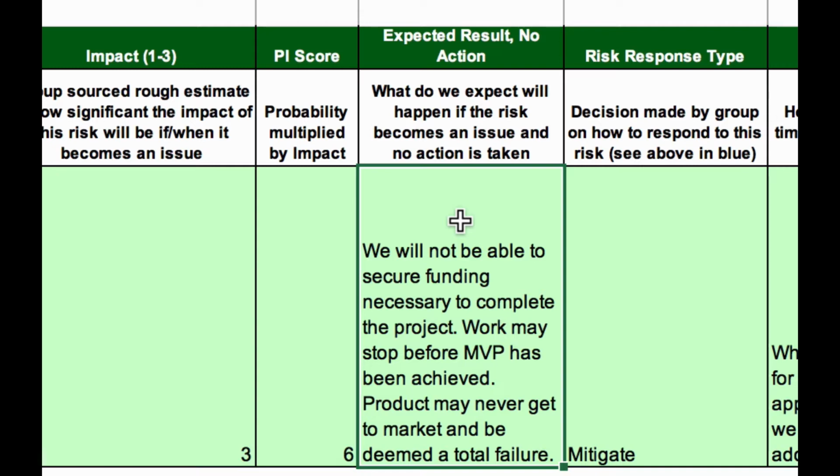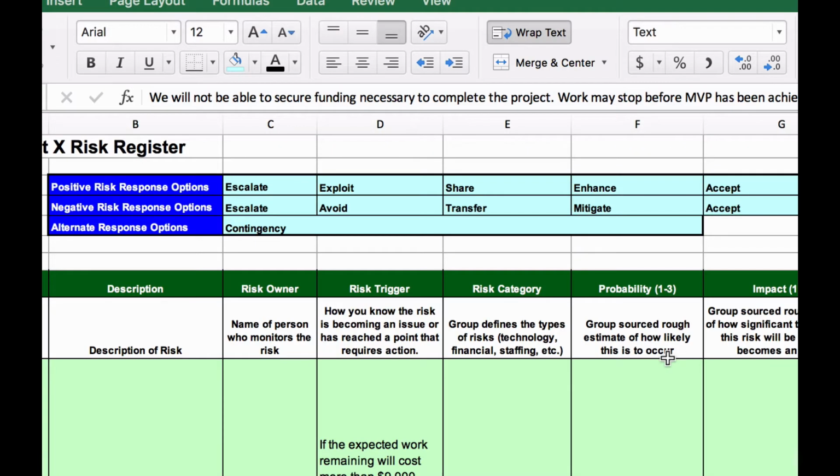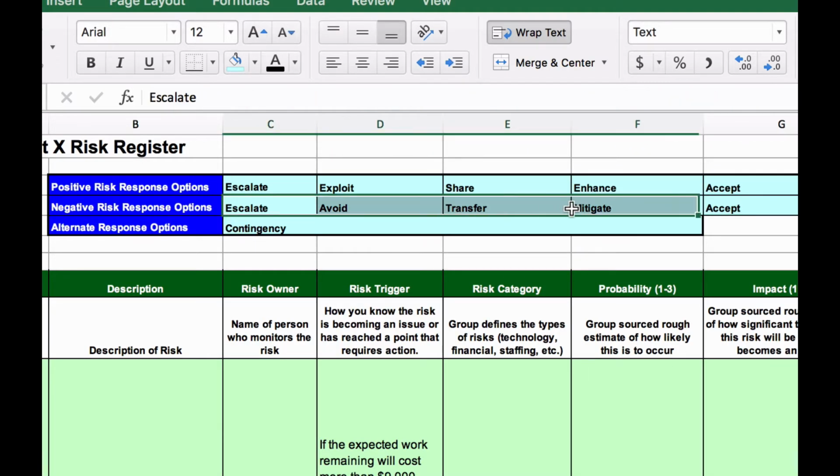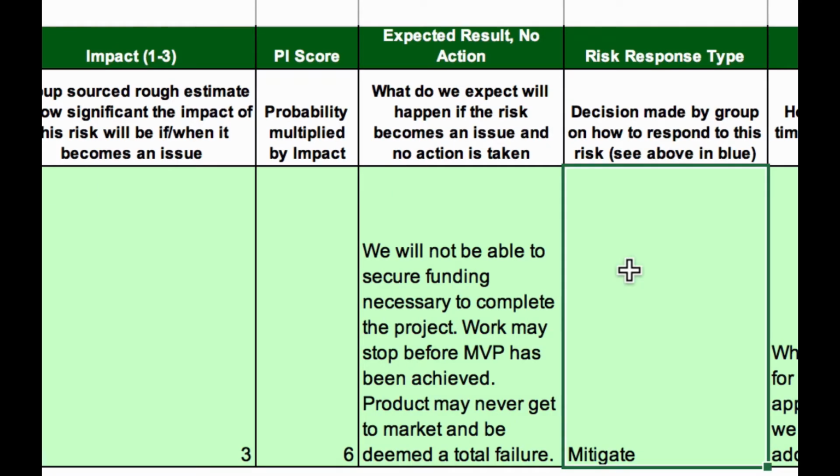So then we have to decide, how are we going to respond? So that's where I'm going to go back up to these boxes here, and we might just accept the risk. Yeah, there's a chance that's going to happen, but we're going to take it anyway. Or in this example, we're going to mitigate it. So we want to come up with a plan that's going to help us reduce the risk, or help us reduce the possibility of not being able to finish the work.